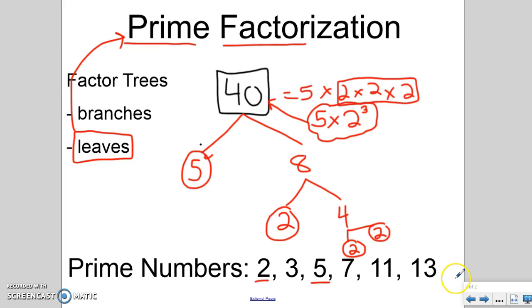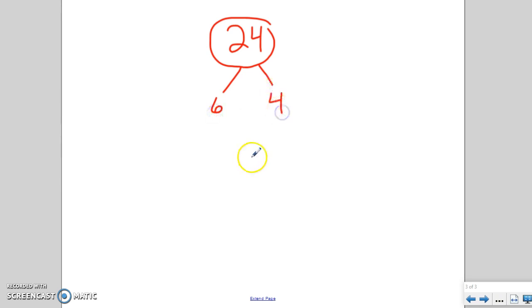So I'm going to go ahead and do one more for you, and then you're going to try to solve the one from the post test. Let's try 24. Okay, I'm going to start my branches. There's different choices. I can do 6 times 4. I can do 8 times 3. It doesn't matter what your branches are. You're always going to end up with the same leaves at the end. So I'm just going to do 6 times 4. And neither of those are prime numbers.